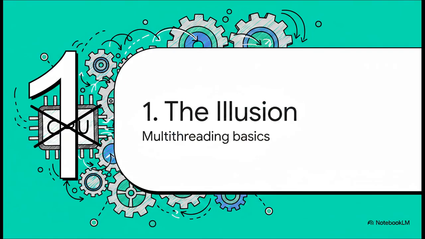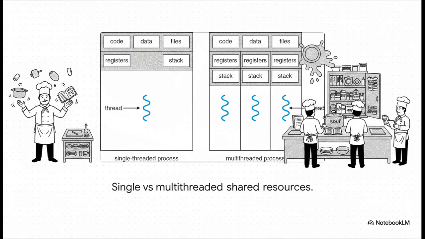All right, Section 1, the multi-threading illusion, breaking down the core components. To really understand this illusion, we have to introduce the fundamental unit of CPU utilization that actually makes all of this possible, and that is the thread. Let's use a quick analogy. Imagine a computer program, which we call a process, is a super busy restaurant kitchen.